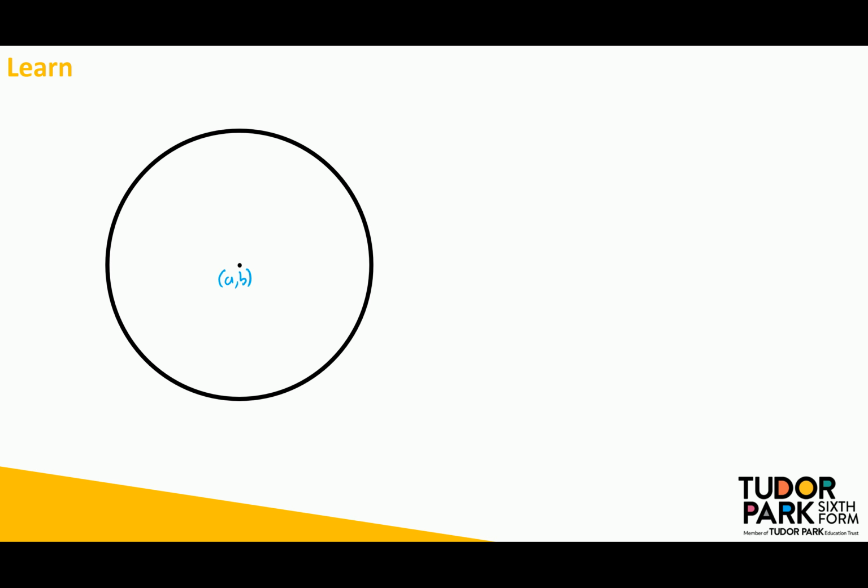Now we want the set of points that are equidistant from this point. What does that look like? Well, lo and behold, it looks like a circle, and the distance that we refer to as the radius is the thing that is the same all the way around our circle. So let's call this R, and here I have a generic point on my circumference, and this generic point I'm going to give the coordinates x, y.